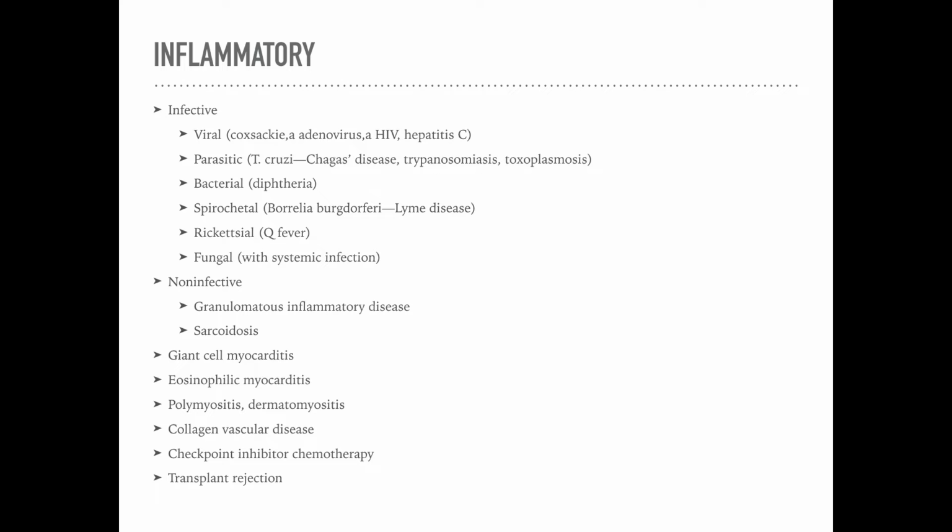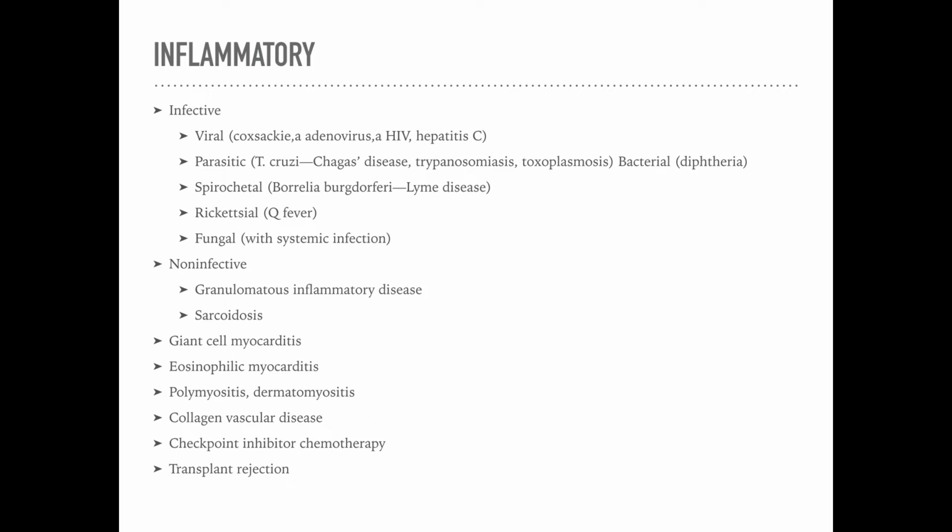If a transplanted heart gets rejected, there can be dilated cardiomyopathy. An important drug that is used commonly in oncology that causes dilated cardiomyopathy is the checkpoint inhibitors. Please note this for competitive exams.